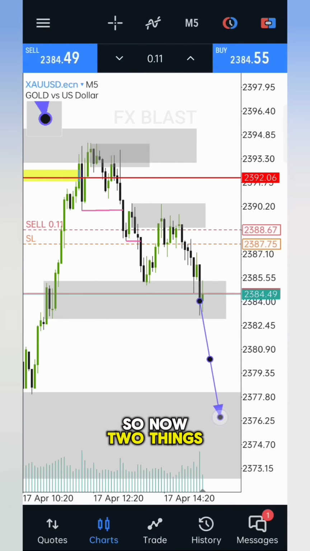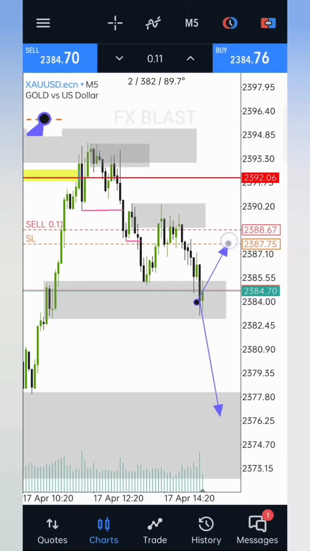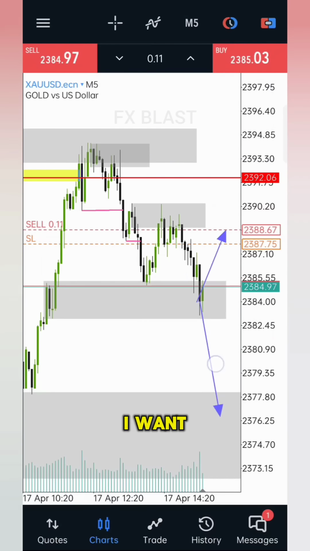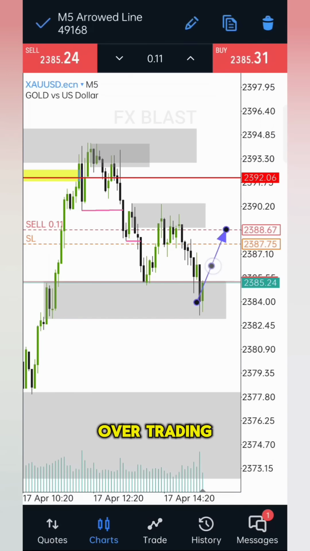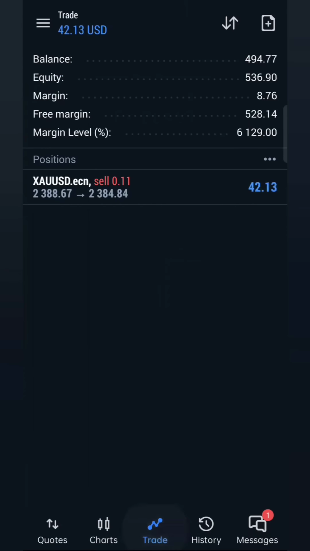So, now two things can happen in the market. The price will either drop or go up. So let's see what happens. Oh, one essential tip that I want to share, that is to avoid overtrading. Only enter trades when the market meets all of the conditions.